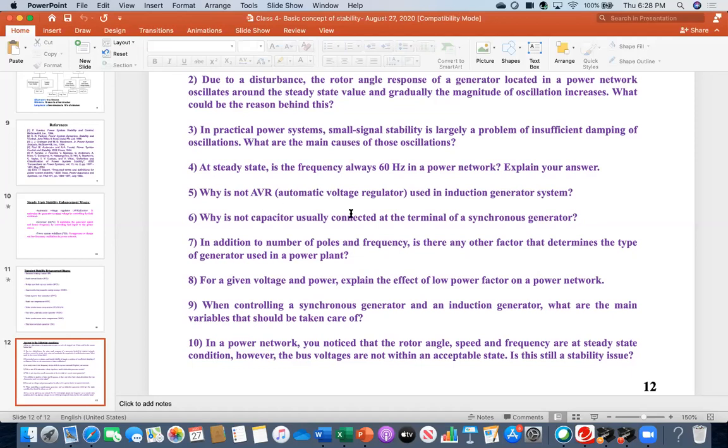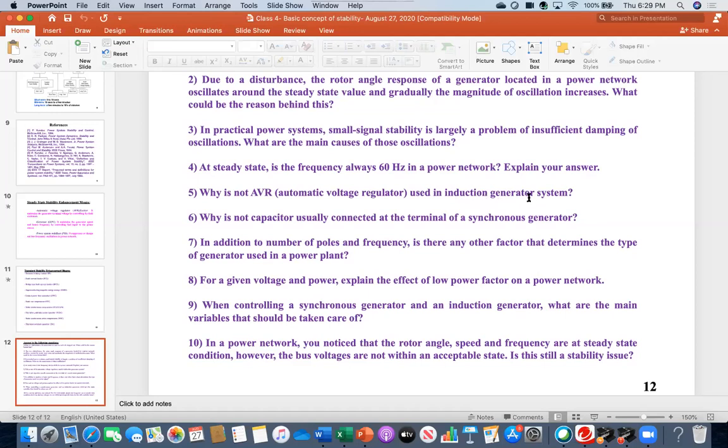I think AVR only controls the DC excitation, and in case of induction generator, it needs AC excitation. No, you don't have to use the term AC excitation. You have to say that in case of induction generator, it always requires reactive power from the system to produce magnetization. You remember, in case of induction, everybody listen to me.